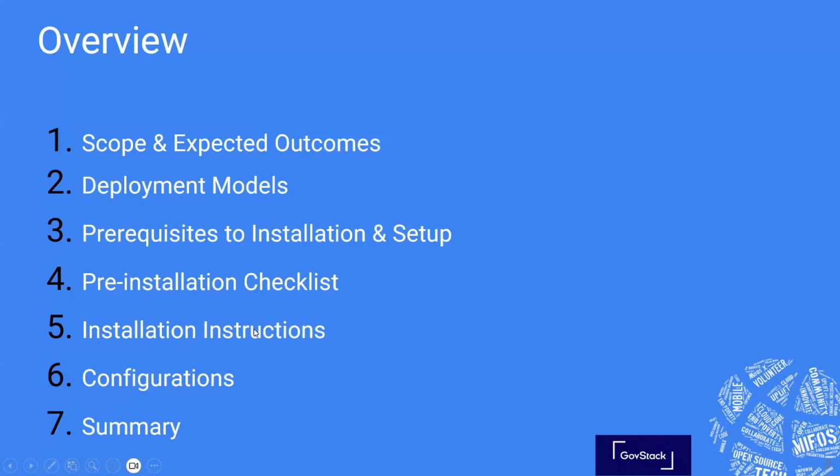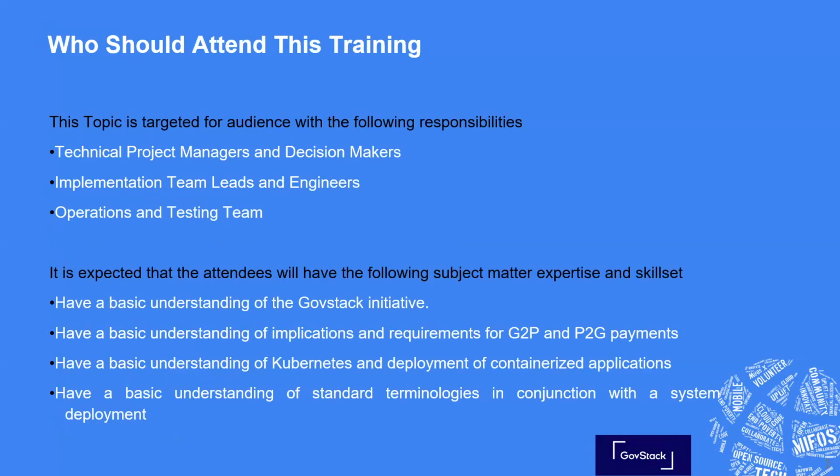We have prepared a very small pre-installation checklist, very specific to this instance that we're talking about. We'll be talking about that. Then we're going to go into installation instructions. We'll have a brief overview of the instructions of deploying various Helm charts that we'll be talking about. And then finally, before wrapping up, we'll be talking about the configurations that have to be made into the system so that the system becomes operational and functional. And finally, at the end, we'll have our summary and some questions as we go forward.